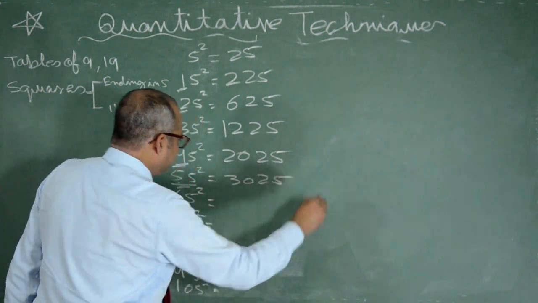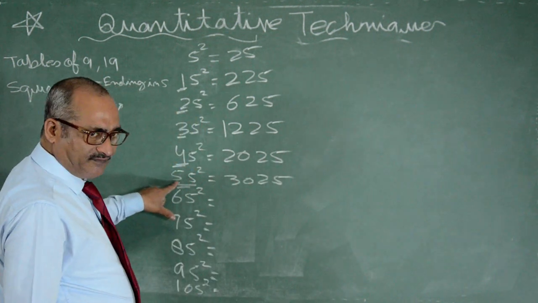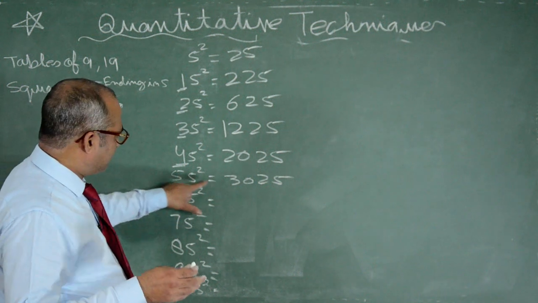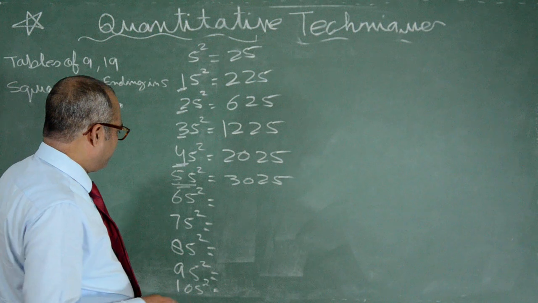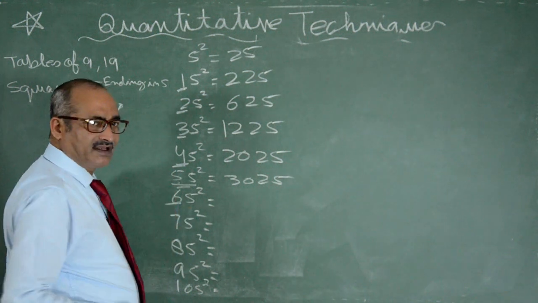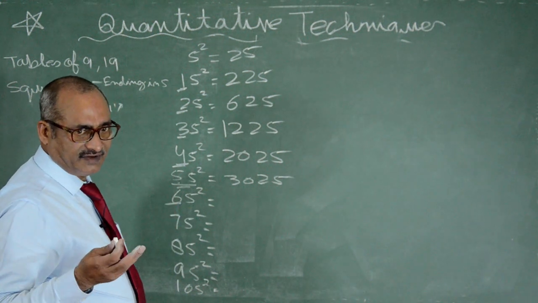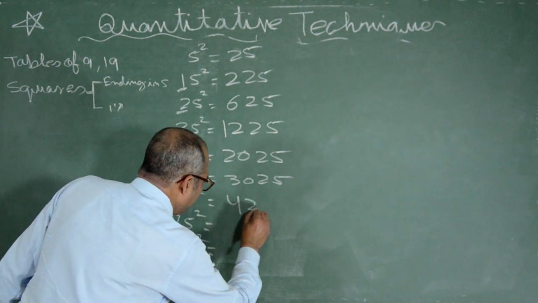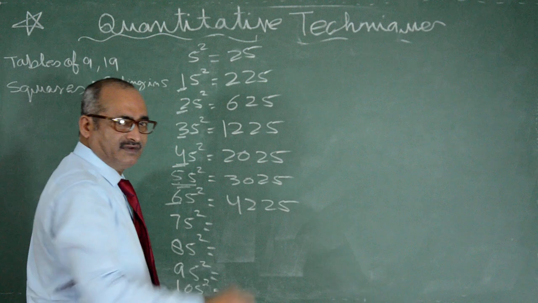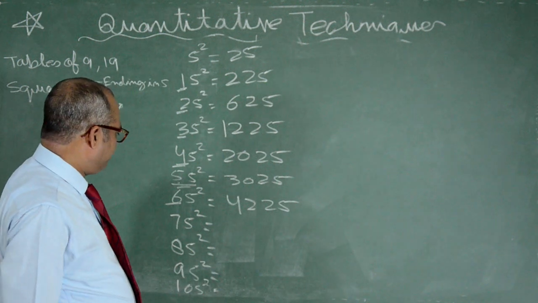Then write 25. Successor of 5 is 6. 5 into 6 is 30. And then write 25. Finding square of 65. Before 5, 6 is there. Successor of 6 is 7. 6 multiplied by 7 is 42. And then write 25. This is square of 65.